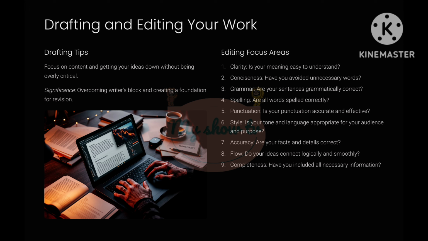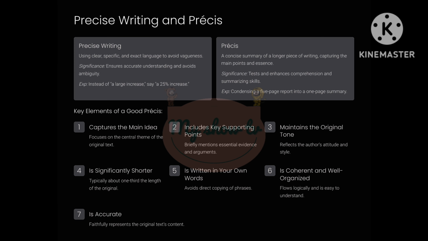8. Flow. Read your draft aloud to see if your ideas connect logically and smoothly from one sentence to the next and from one paragraph to the next. Use transition words and phrases to guide the reader. 9. Completeness. Review your original plan and make sure you have included all the necessary information to fully address your topic and purpose.